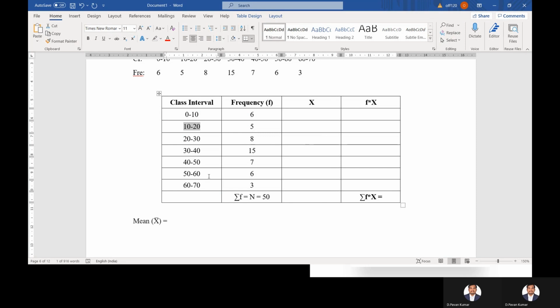But why should we use only the middle value? Why not the other value? As per the knowledge we have, the middle values are 5, 15, 25, 35, 45, 55 and 65. These are the middle values we get. Once we find these, we immediately multiply with the frequency so that we get summation f into x is equal to some value.